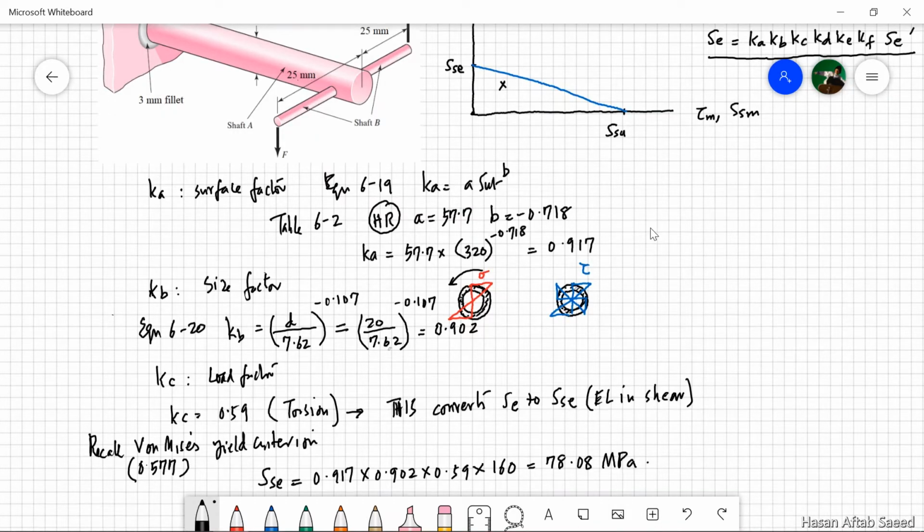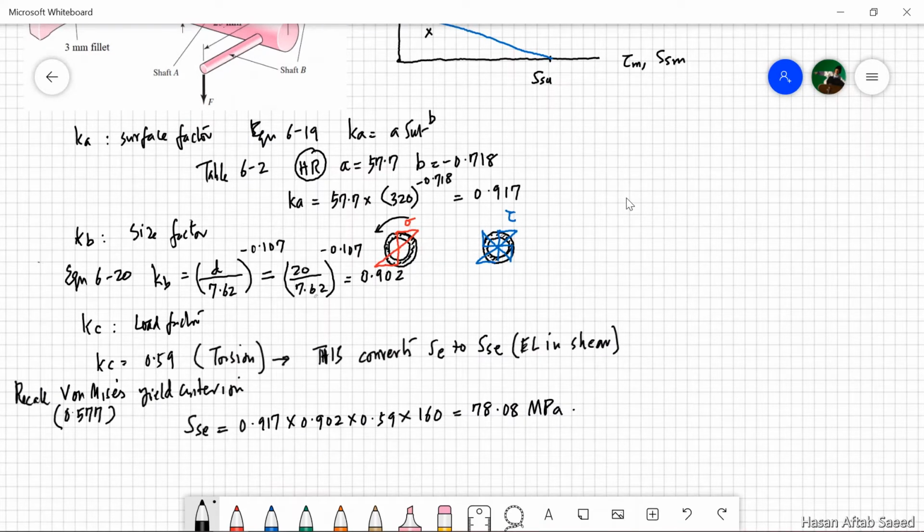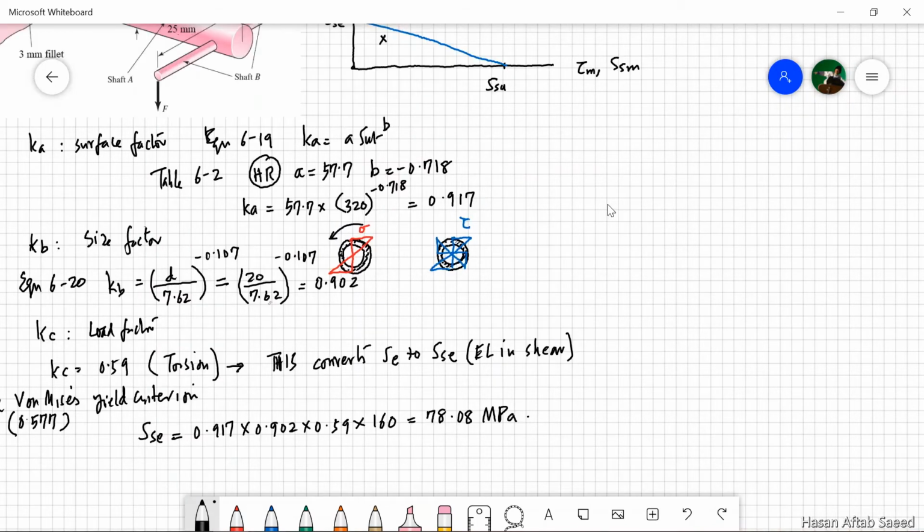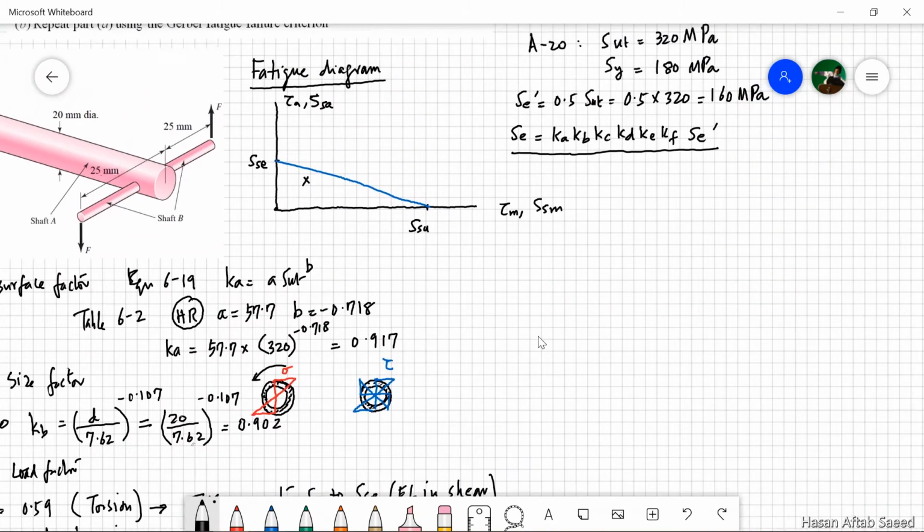Now we still need Ssu, and Ssu, if you recall, there's an empirical relationship between it and Sut, which we have just read off the table, this Sut 320, and there's an empirical relationship.